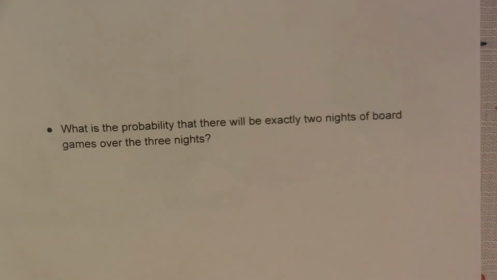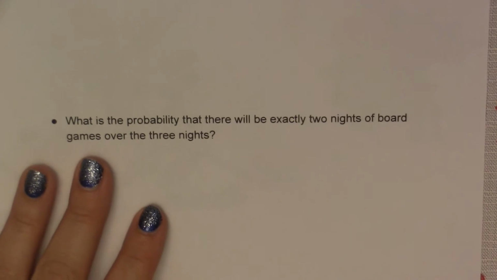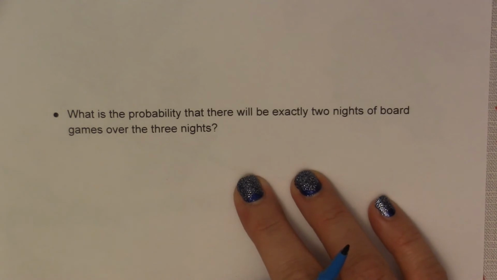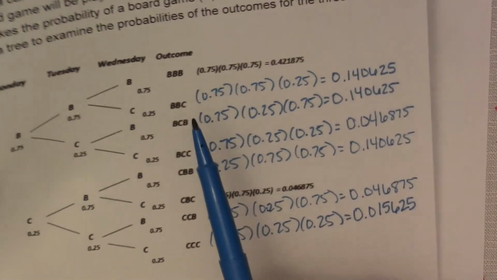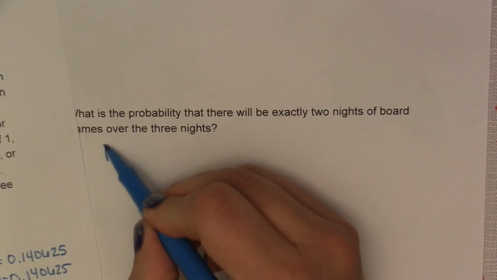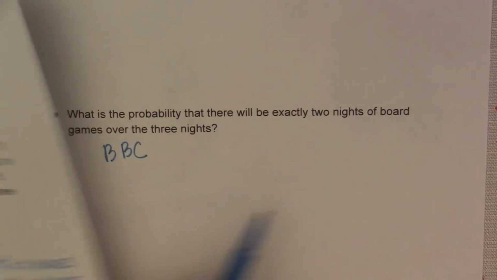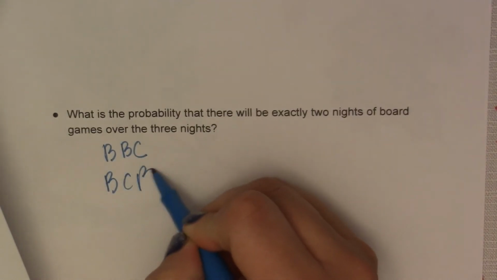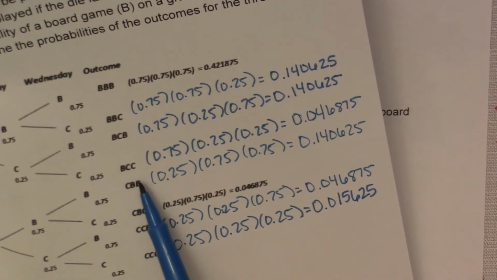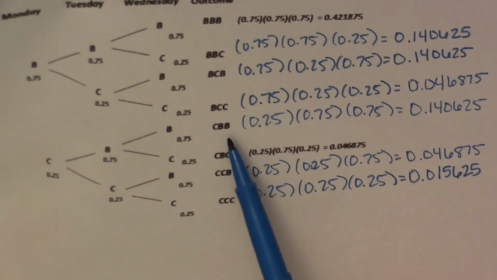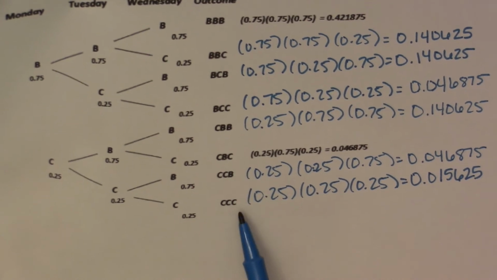Our next question says, what is the probability that there will be exactly 2 nights of board games over the 3 nights? So we're going to go through our list and pick out the ones that have exactly 2 nights of board games. It doesn't matter which order. This one has 3. This one has 2, so B, B, C. We've got another one, B, C, B. This only has 1 board game. This one has 2 board games, C, B, B. This only has 1, this only has 1, and that has 0.